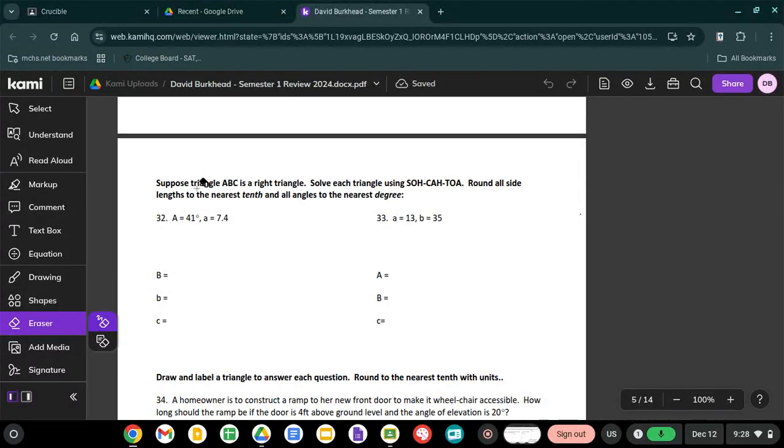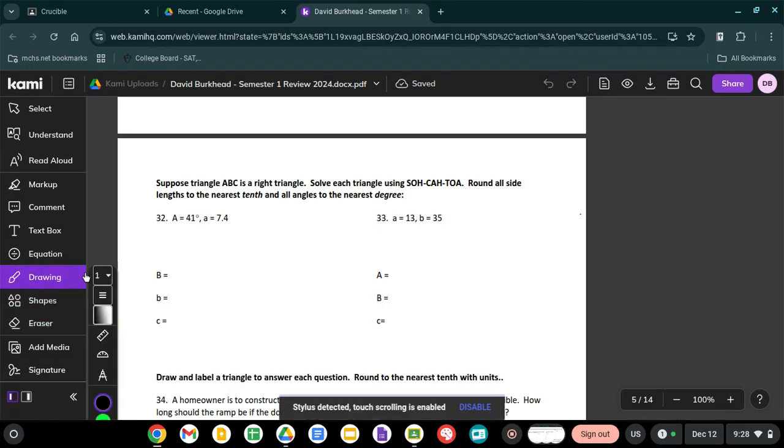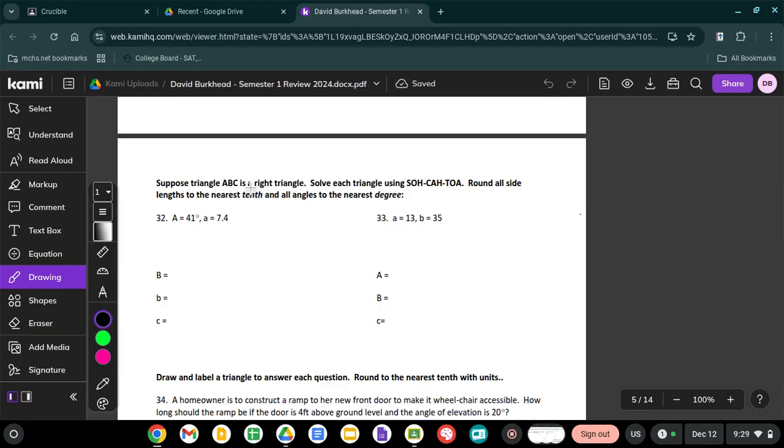Okay, this is questions 32 and 33 on the final review study guide. You're supposed to solve the triangles, and they're right triangles, so you can assume there's a right angle somewhere in the triangle. That's at least one angle already solved, which is 90 degrees. You gotta solve using SOHCAHTOA and then round all sides to the nearest tenth and all angles to the nearest degree. Also, with a right triangle, you can solve the lengths with the Pythagorean theorem.